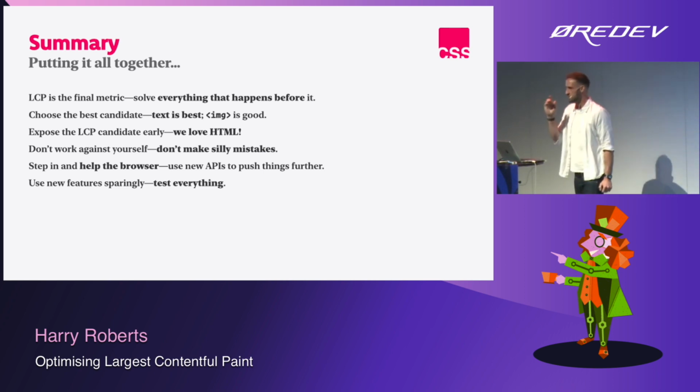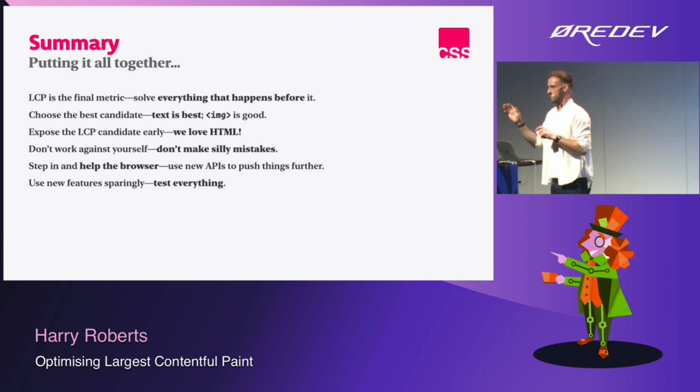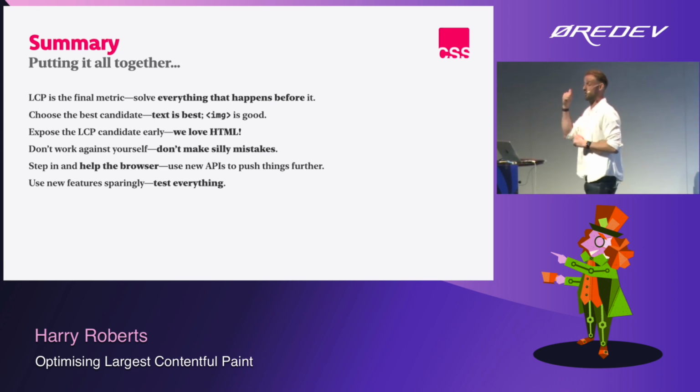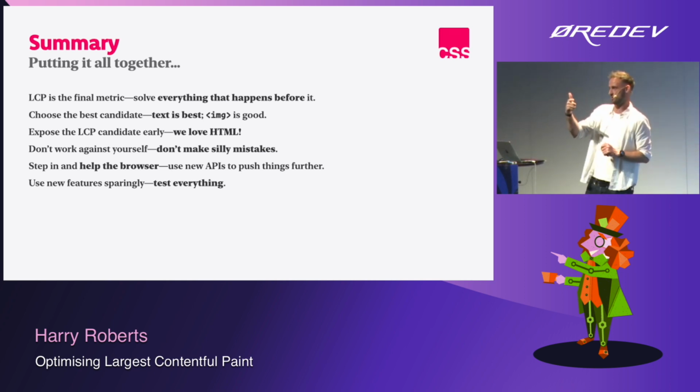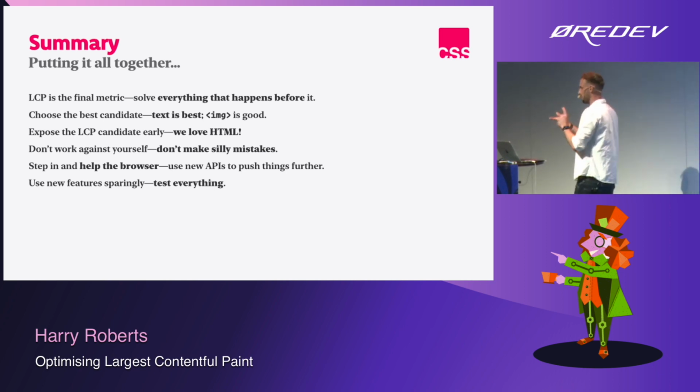The reason image is so good, I've said previously how image and poster behave almost identically. The reason we would prefer image is because we can put decoding equals sync on image attributes. We can put fetch priority high on image elements. You can't put fetch priority on a video or its poster attribute, and you can't put decoding equals sync on a poster image. So image tags, they can take the extra attributes, makes them even nicer.